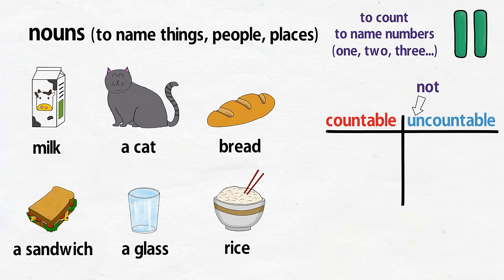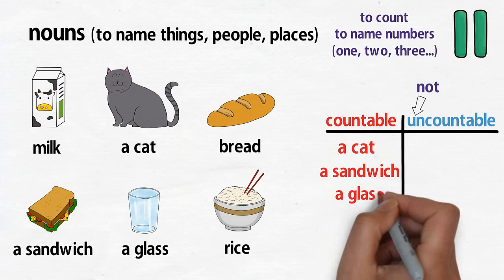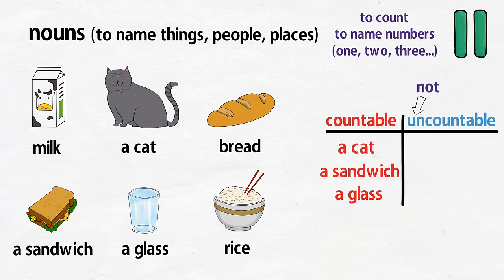Alright, let's see if you were right. The countable ones are a cat, a sandwich, a glass. The uncountable ones are milk, rice, and bread.